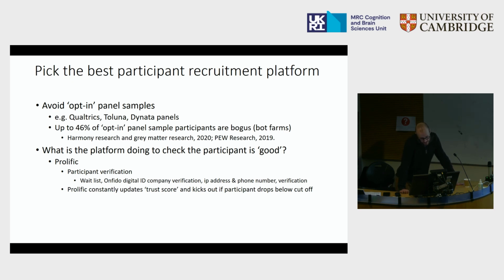And Prolific is one of the better ones out there. It does certain things like participant verification, so you have to wait before you can start. They've got verifications of things like IP and phone numbers to know that your participants are good. And Prolific constantly updates the trust score and kicks out participants who keep just clicking or signing up and failing experiments. So they are vetted.